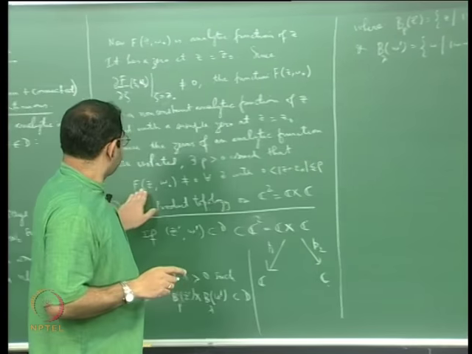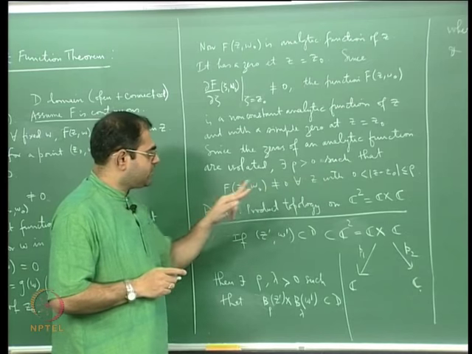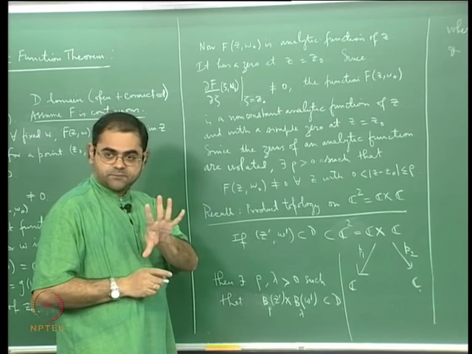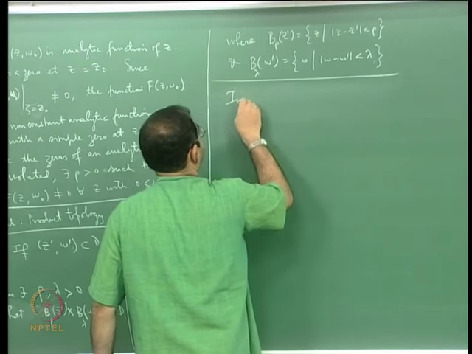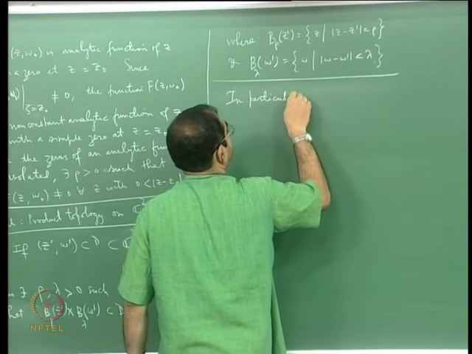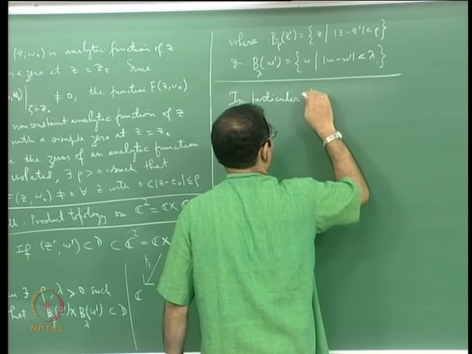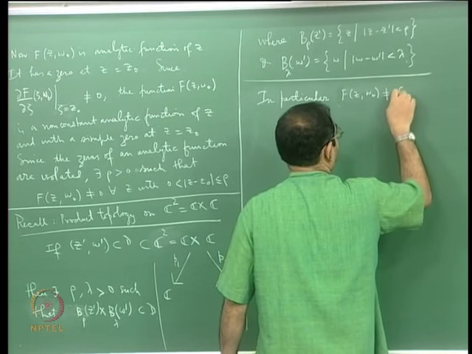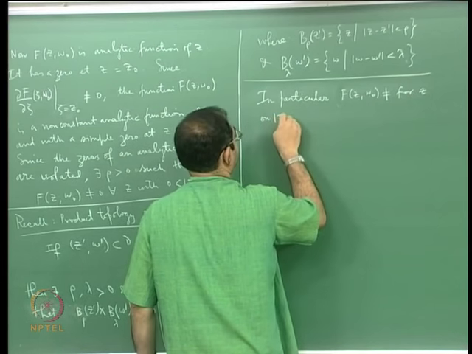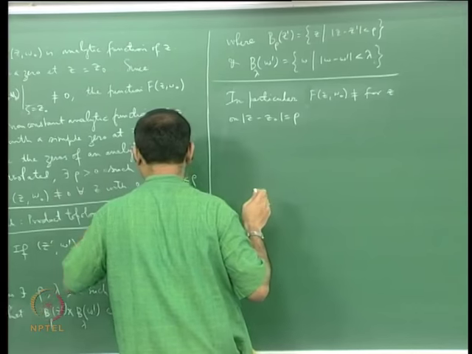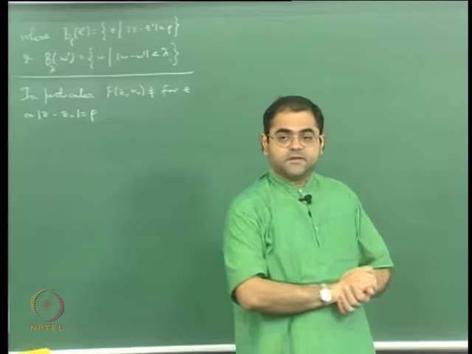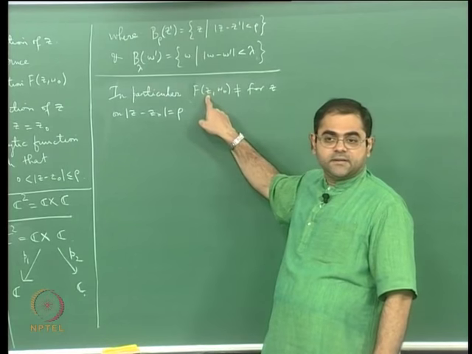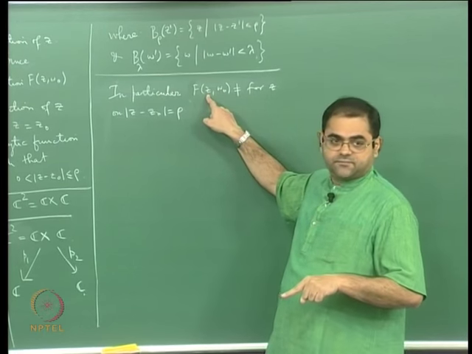So let's go ahead with this. Now I have this disk centered at z naught radius rho, in which f as a function of z has only one zero at the center, which is a simple zero, okay. So in particular, mod f of z comma w naught is not zero for mod z minus z naught equal to rho. See, on the boundary of the disk the function doesn't have any zeros, okay. This f of z comma w naught has only a zero at z equal to z naught, on the boundary circle it doesn't have any.